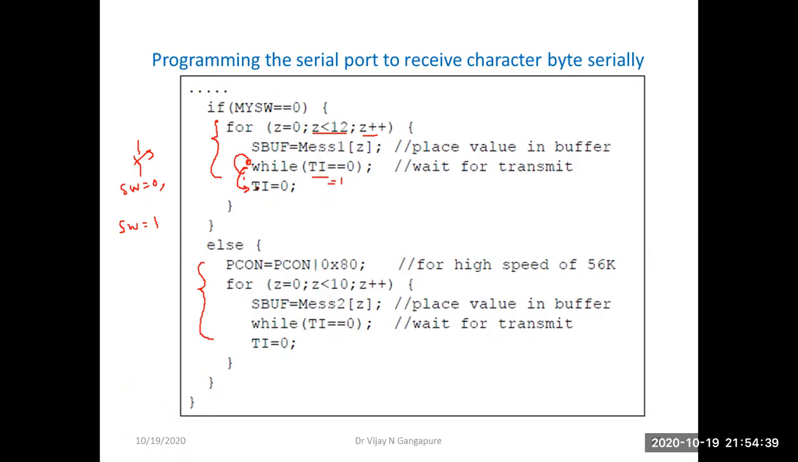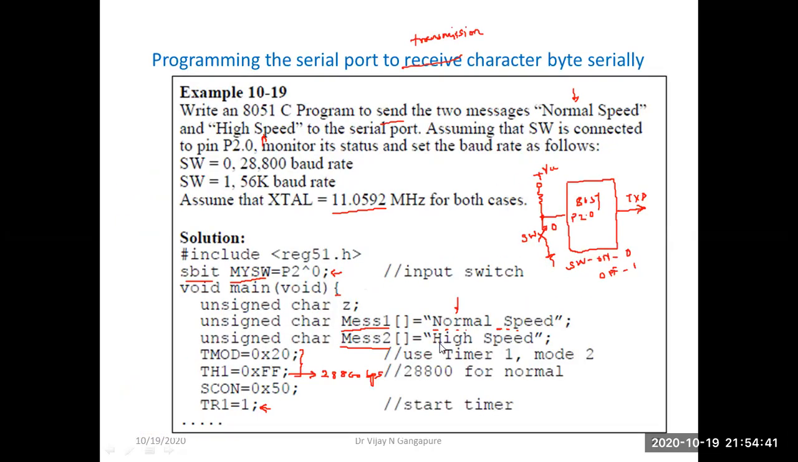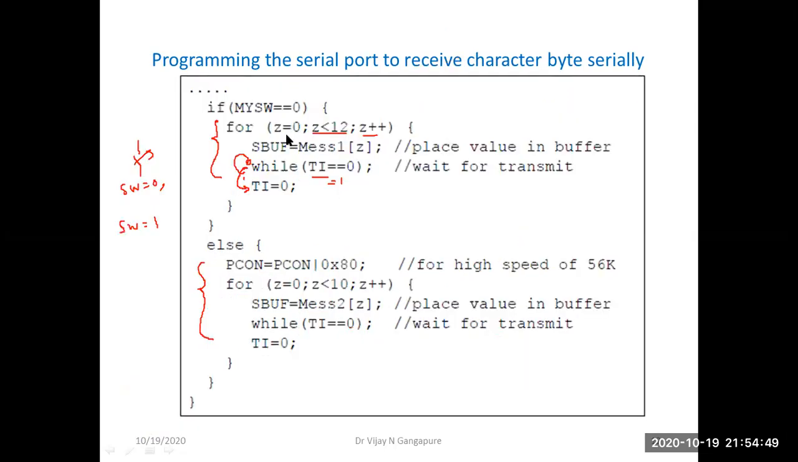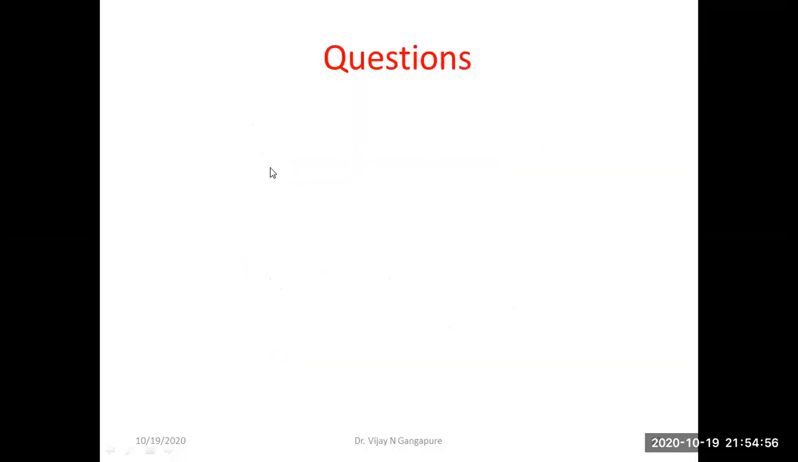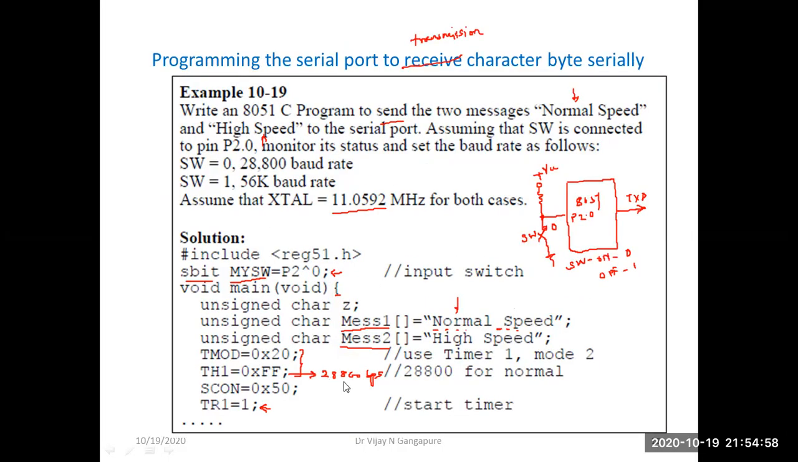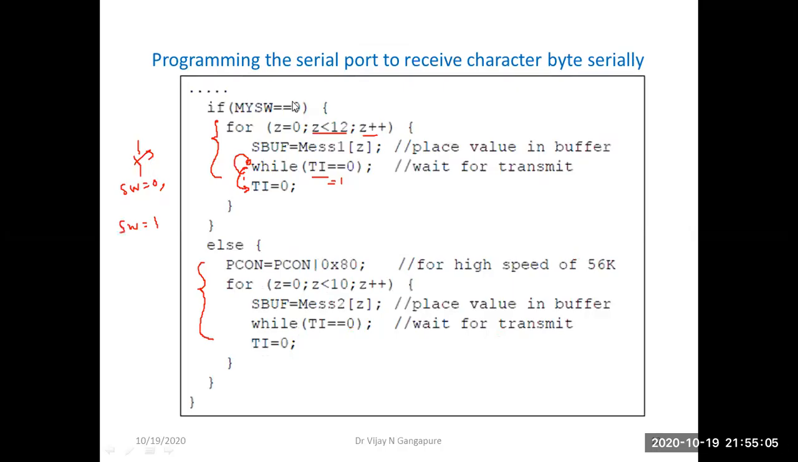In this way, this for loop is transmitting the normal speed message, which we have stored in the MESS1 array, isn't it? So this will happen when my SW switch is equal to 0. And this is happening with a baud rate of 28800 bits per second, because we said that baud rate when we load FF into TH1. This is the condition when my SW switch is 0, which means it is closed.